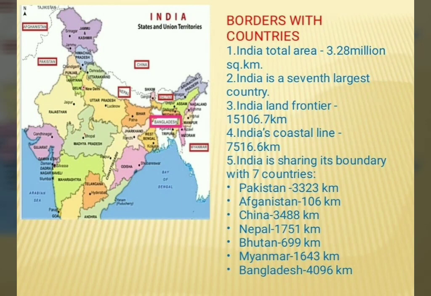India's total geographical area is 3.28 million square kilometers. India is the 7th largest country and the 2nd most populous country in the world. India's land frontier is 15,106.7 kilometers. India's coastline is 7,516.6 kilometers, including Andaman Nicobar Islands and Lakshadweep Islands.